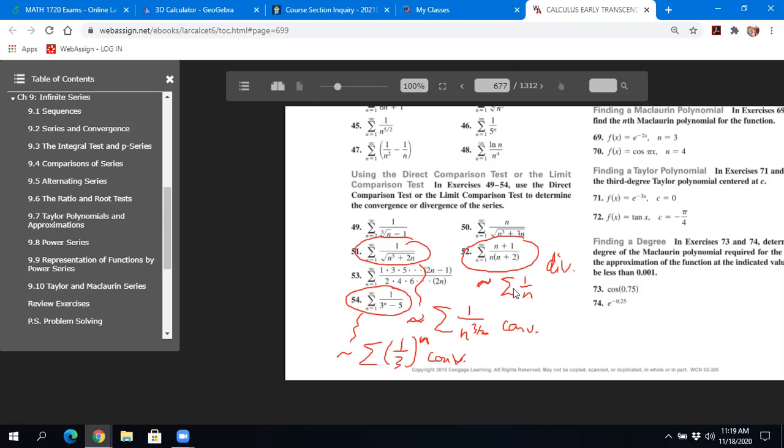What do you think you would do on 53? Forget about the fact that I don't know what they're thinking, saying to use direct comparison or limit comparison. 53 is a product of a bunch of things, yes? What test do you think is probably going to be most beneficial in that case? Ratio. Yeah, ratio will do the trick. Yeah, that's right. Okay. All right.